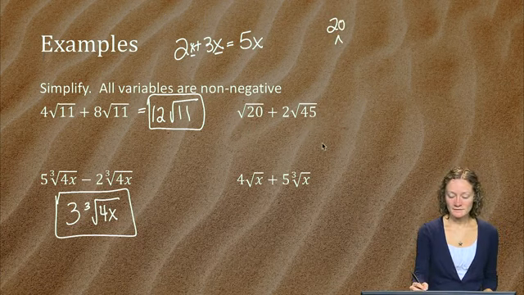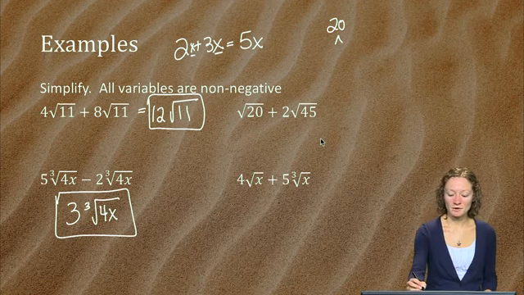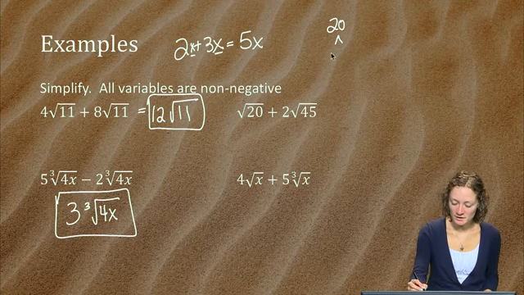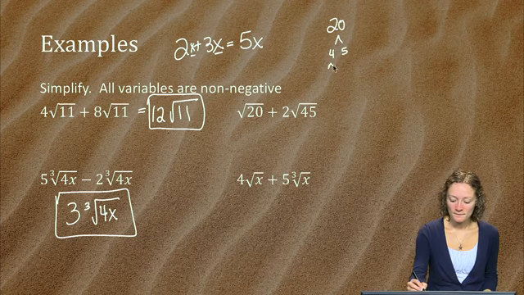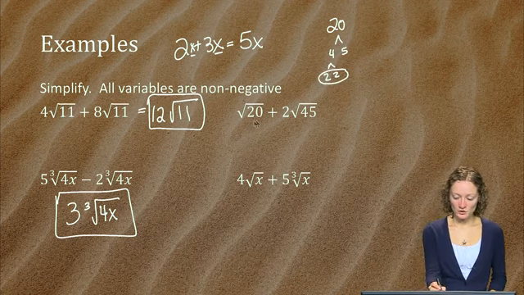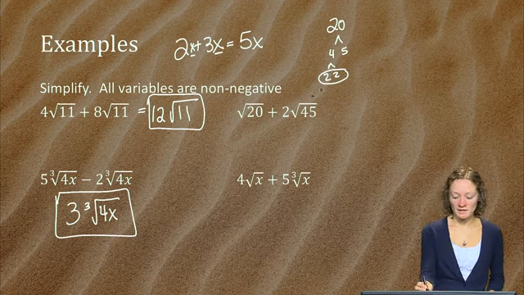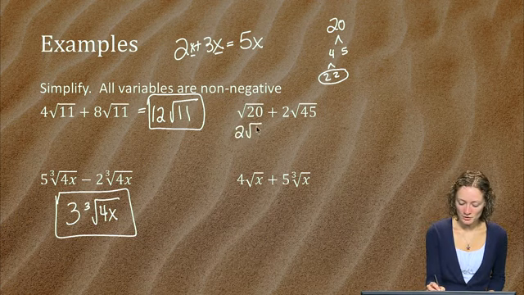So we can take 20, look for any perfect squares or any pairs in there. 4 times 5, the 4 is 2 times 2, pair of 2's. So the 20, the square root of 20, can simplify to 2 square root of 5.